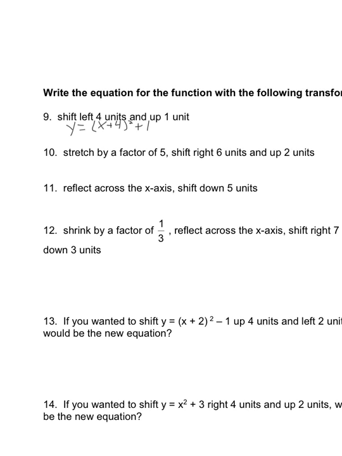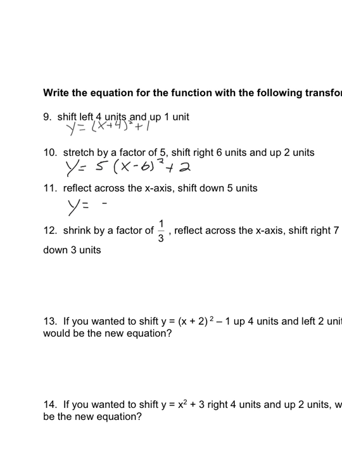Okay, number 10. Stretch by a factor of 5. That means I have to multiply by 5 out front. Shift right 6. So that says I have to have parentheses. And to go right, that would be a -6. And up 2 would be 2 added to the end. Now number 11 is a reflection. So that's y equals a negative. Across the x-axis and a shift down 5.